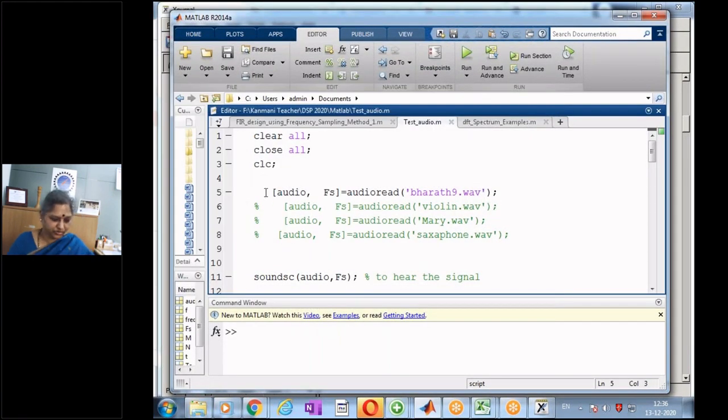So let's take one more example. Say I have a sample recording of the violin. Let's see how it sounds, and how the time domain signal and the spectrum look.